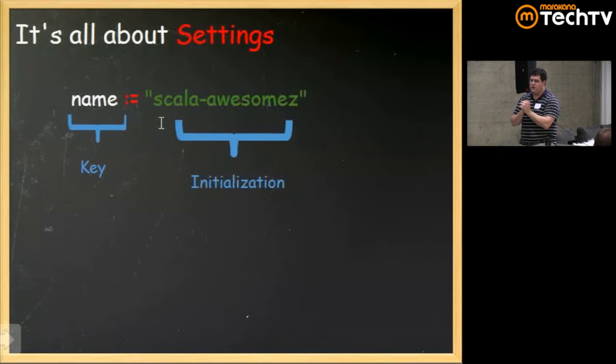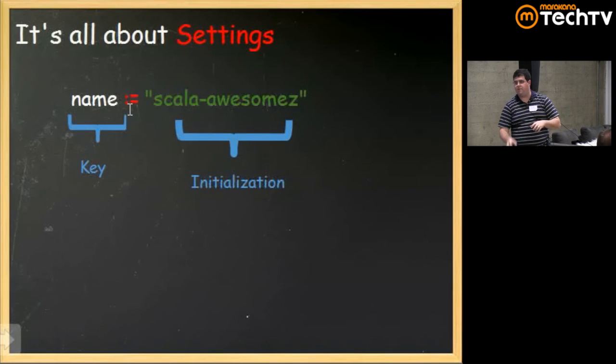So in SBT, all settings are, I have a key, I have some sort of assignment operator that determines exactly how I'm going to associate an initialization value. And then on the right-hand side, I have an initialization value. Okay? That's how everything in SBT operates. There are several types of these. There are a bajillion types of keys, and initializations are up to what you write.